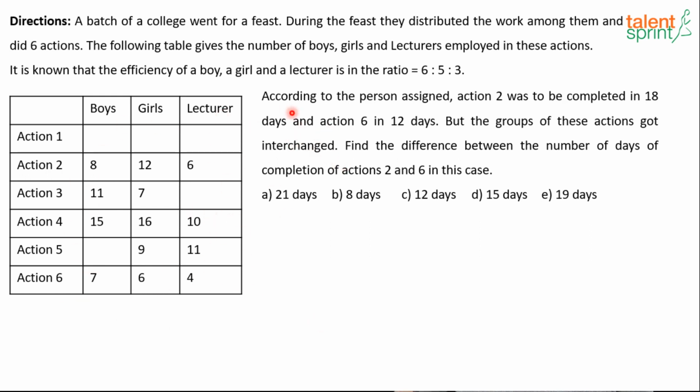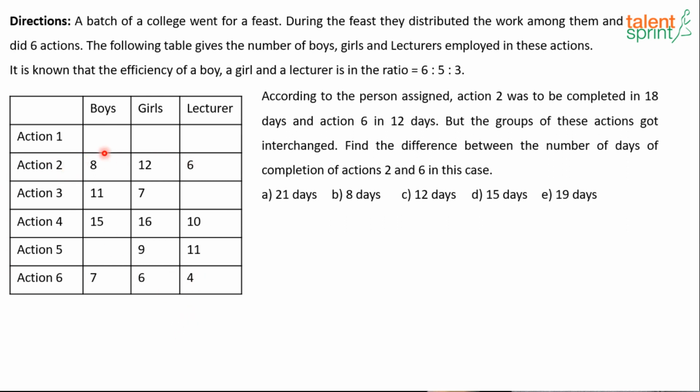Now here's the first question. See what it says. According to the persons assigned, action 2 was to be completed in 18 days and action 6 in 12 days. But the groups of these actions got interchanged. Find the difference between the number of days of completion of action 2 and 6 in this case. So we're referring to action 2 and 6. The number of boys, girls, lecturers for both of these actions have been given.